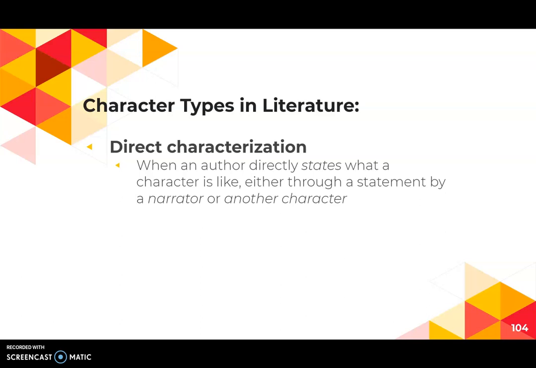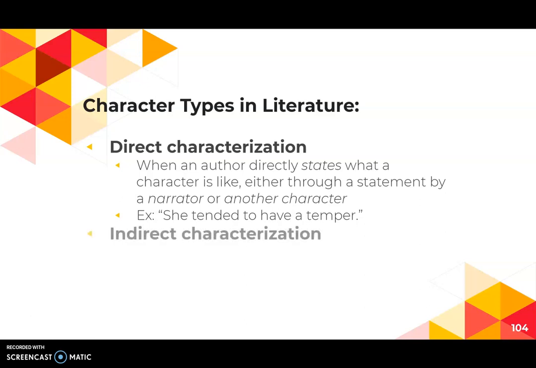You do not need to infer anything or connect any dots. Either the narrator says like, so-and-so always wanted to be king, or another character does that for the narrator if there is not a narrator in the piece of literature. An example of that would be saying she tended to have a temper. Okay, straightforward, we know exactly what to expect.